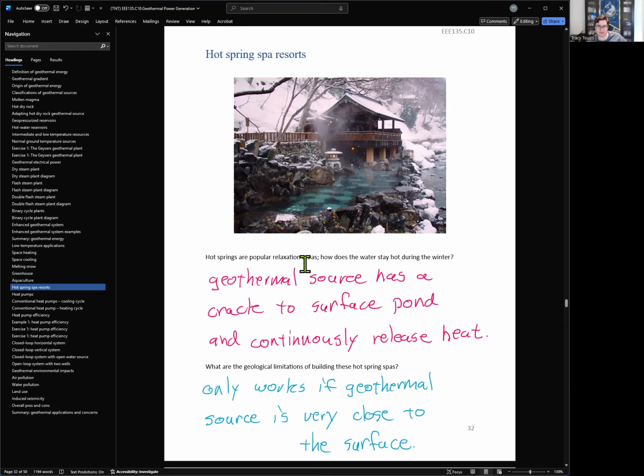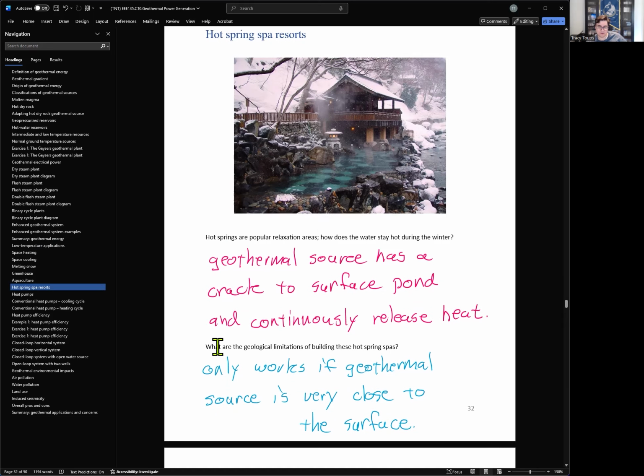Okay. Hot springs are popular relaxation areas. It allows the water to stay hot during the winter. The geothermal source has a crack to a surface pond and continuously releases the heat, right? And as long as the geothermal site's active, it's going to do this all year long, right?